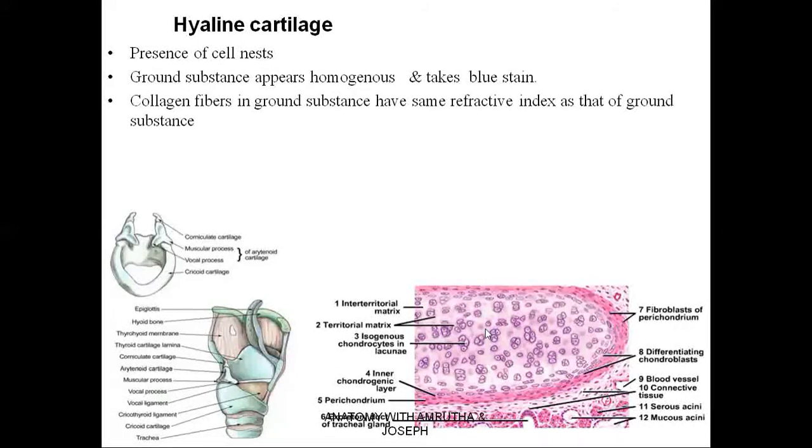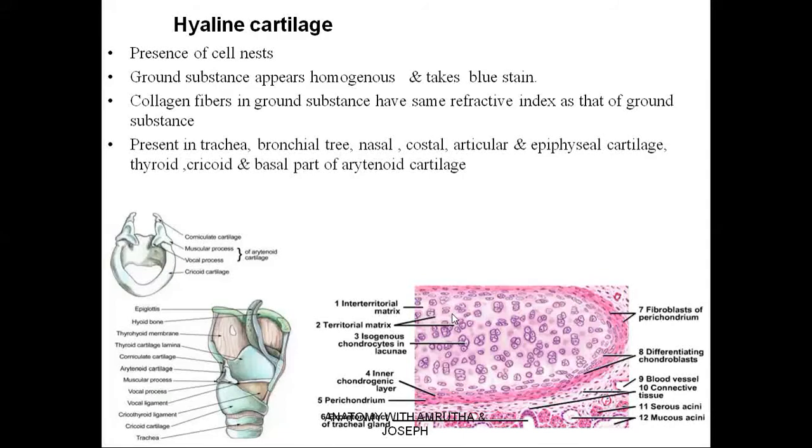Collagen fibers in the ground substance have the same refractive index as that of ground substance. That is why here fibers are not visible. But actually the fibers which are present here are collagen type 2 fibers. They cannot be seen because the refractive index of the fibers and the ground substance is same.